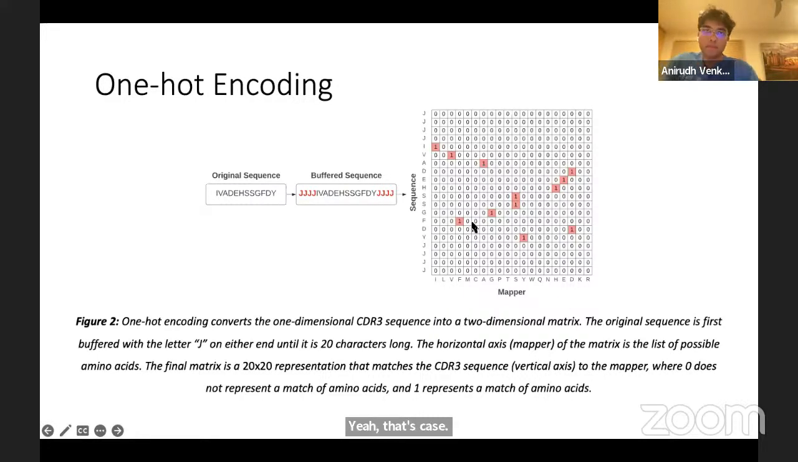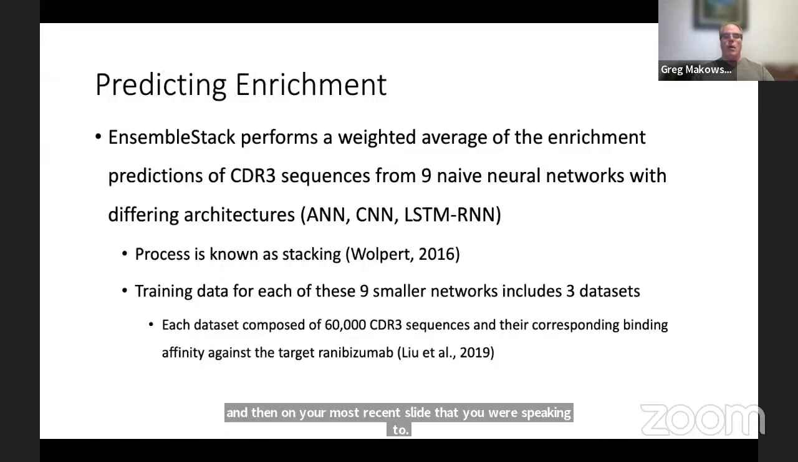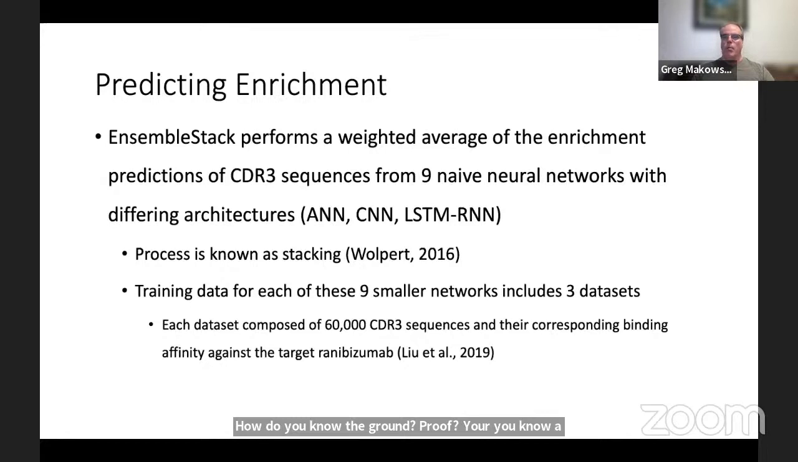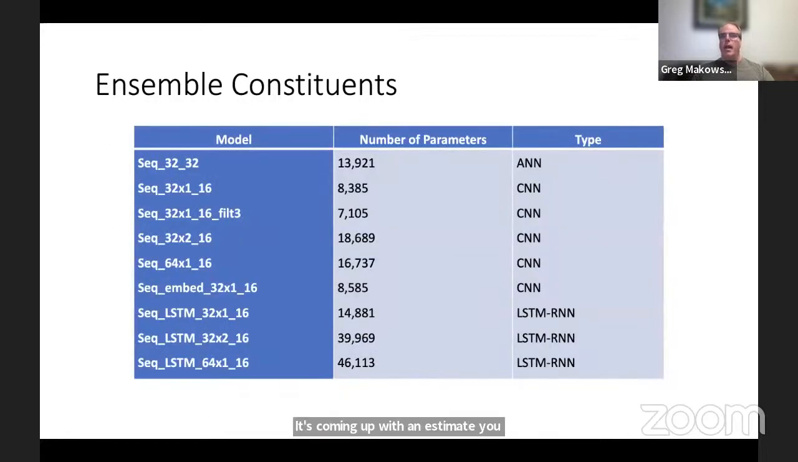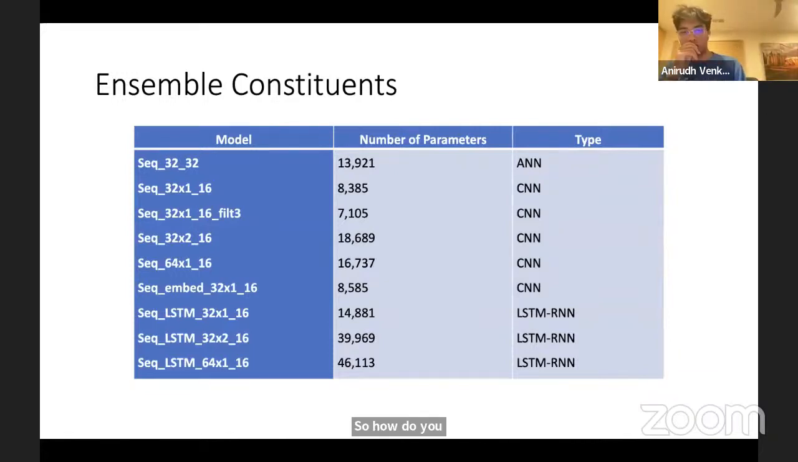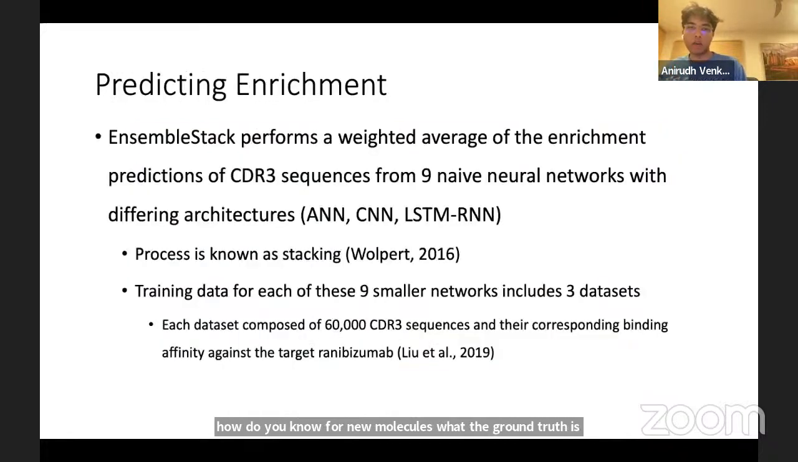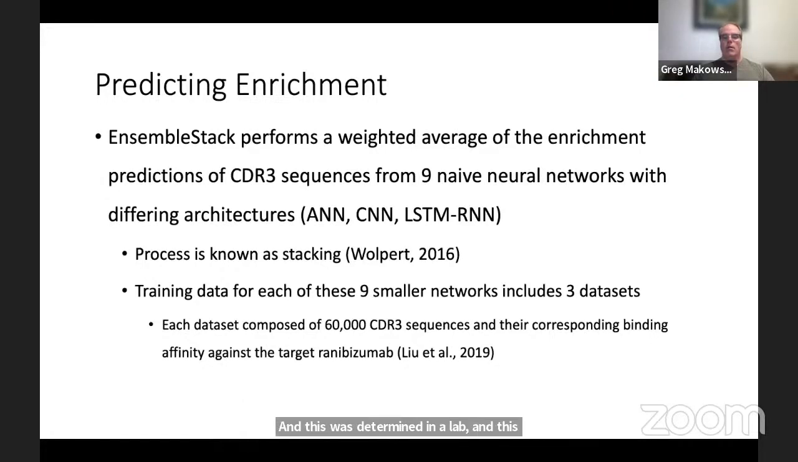On your most recent slide, how do you know the ground truth? A neural net is trying to predict something, it's coming up with an estimate, and you calculate an error between an estimate and an actual. So how do you know for new molecules what the ground truth is? In the training data, you have 60,000 different CDR3 sequences and their binding affinity for ranibizumab. This was determined in a lab, performed by researchers at MIT. And you're using this to train 9 different neural networks to predict the binding affinity of a random CDR3 sequence.